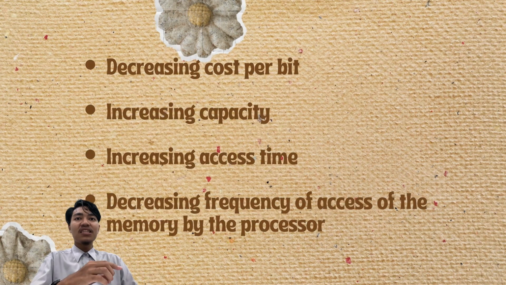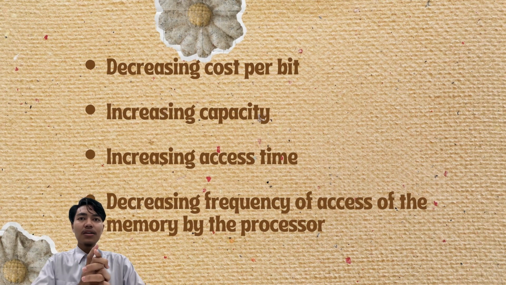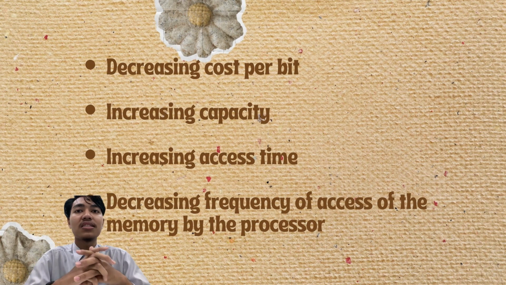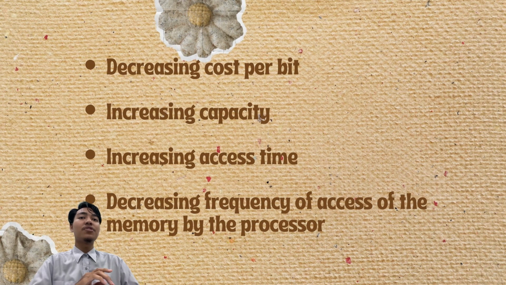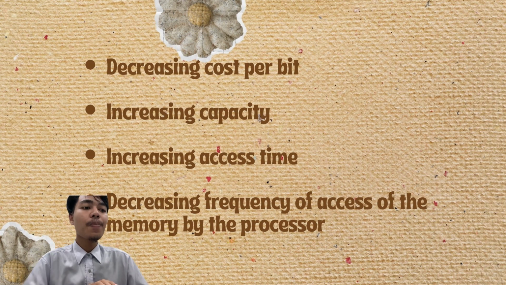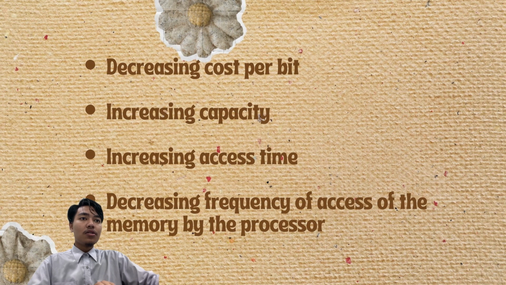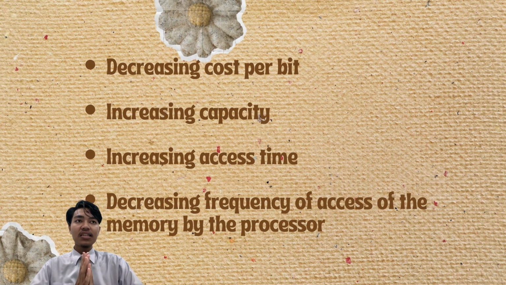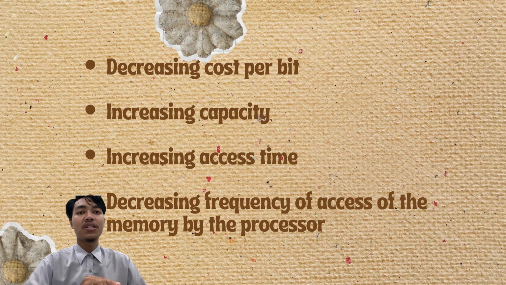The dilemma facing the designer here is clear. The designer would like to use memory technologies that provide larger capacity memories. However, to meet performance requirements, the designer needs to use expensive, relatively lower capacity memories with short access times. So as a solution, they employ a memory hierarchy. So in memory hierarchy, there is decreasing cost per bit, increasing capacity, increasing access time, and decreasing frequency of access of the memory by the processor.